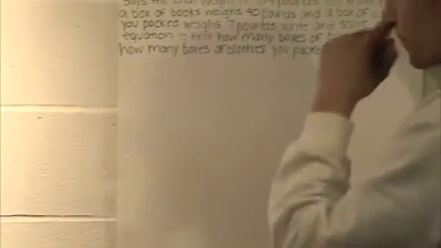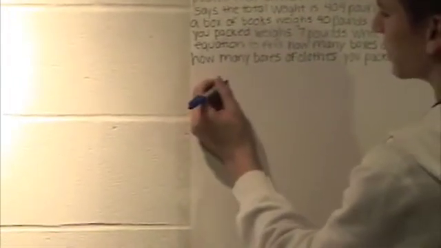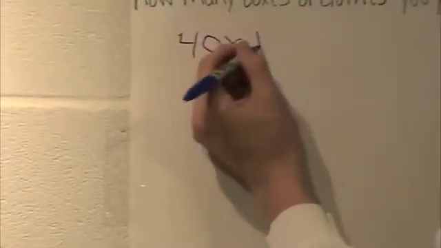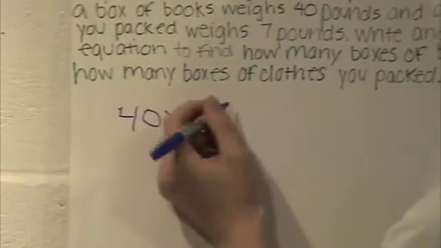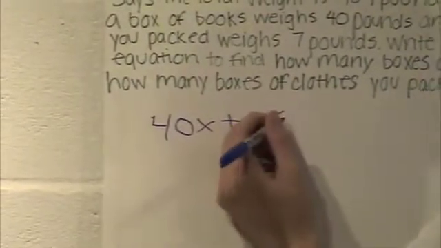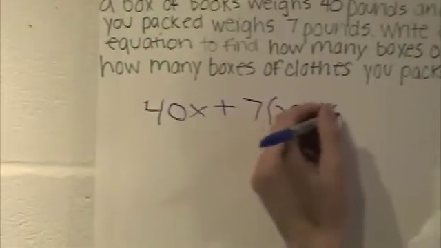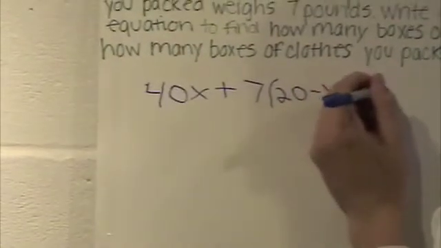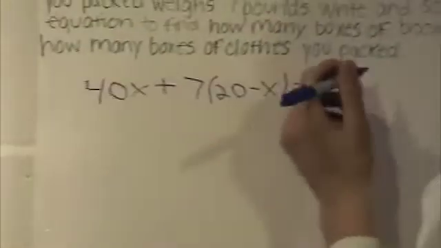Now to set up the equation, you have 40x for the amount of weight that each box of books weighs, plus 7, which is the amount of pounds that a box of clothes weighs, times the quantity of 20 minus x, equals 404, which is the total amount that all the boxes weigh.